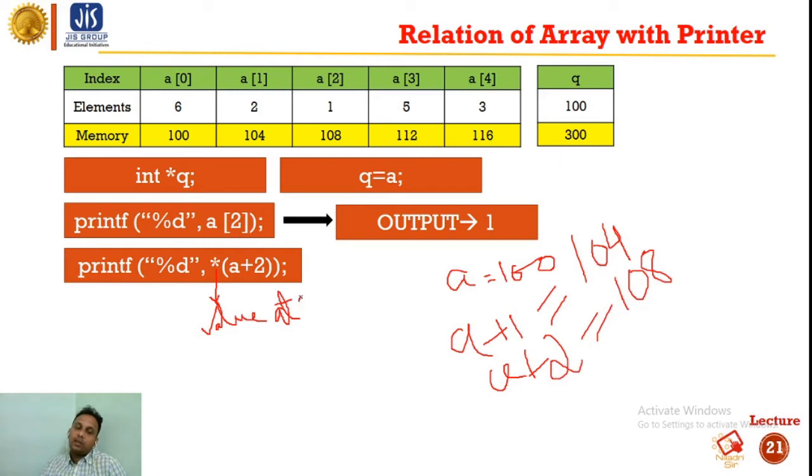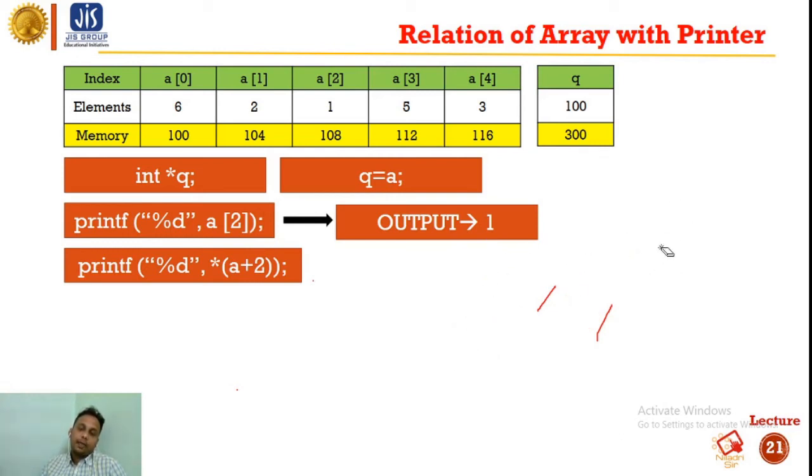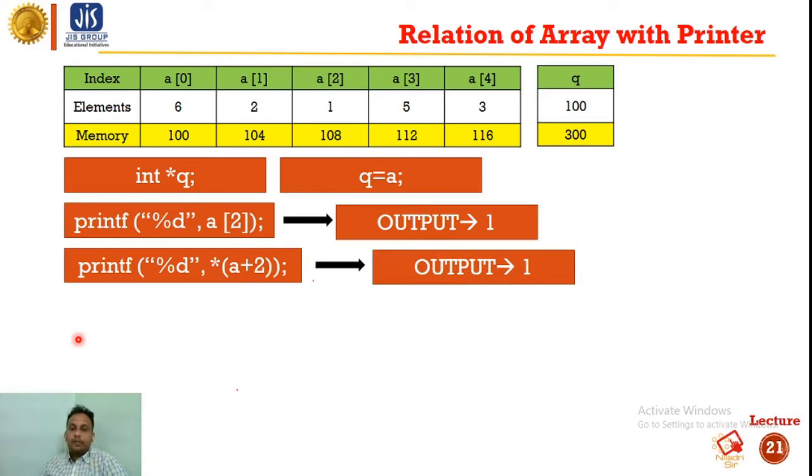So the value at 108 will be 1. So these two lines both print the same thing. The value at 108 is 1. I think we have understood all these things. This is very, very important. So the output is the same.